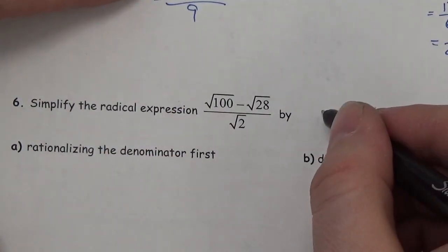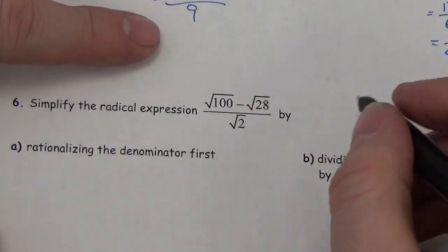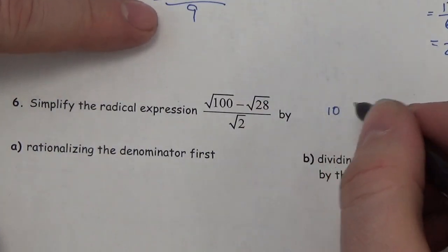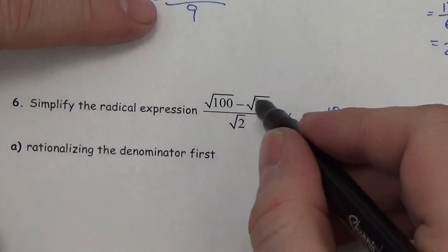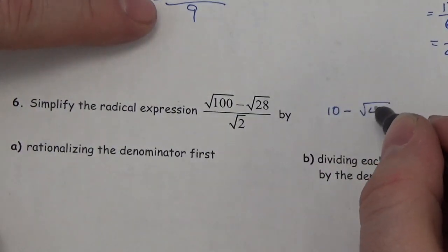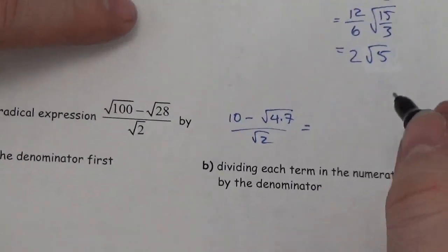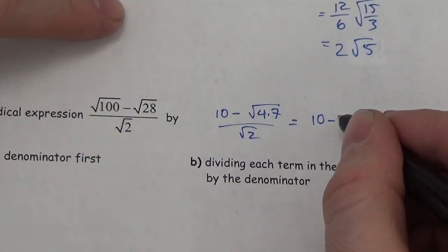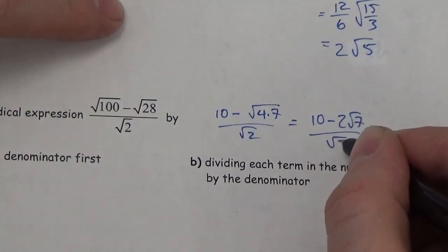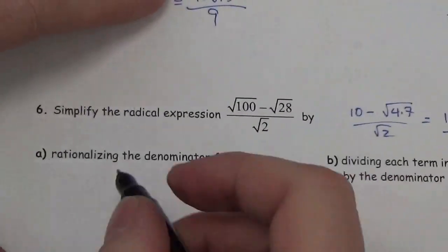So this is going to end up being, the square root of 100 is going to be 10. And then I know that 28 is 4 times 7 over root 2. So I know that this is going to be 10 minus 2 root 7 over root 2. That's where I kind of want to start this one.